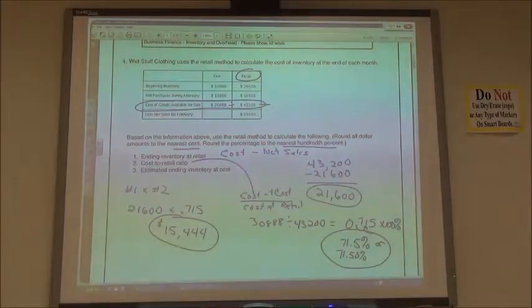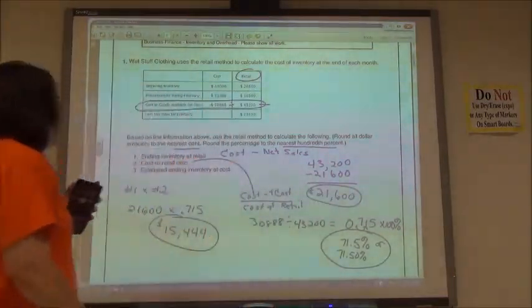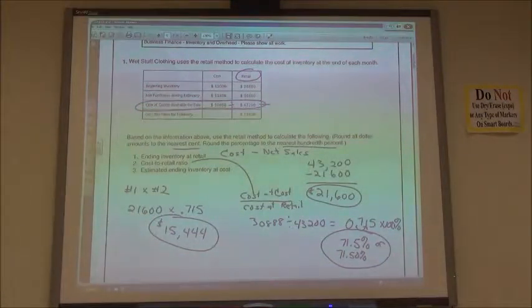And so my ending inventory at retail, $21,600. My cost to retail ratio, 71.5%, and so my estimated inventory at cost, $15,444.